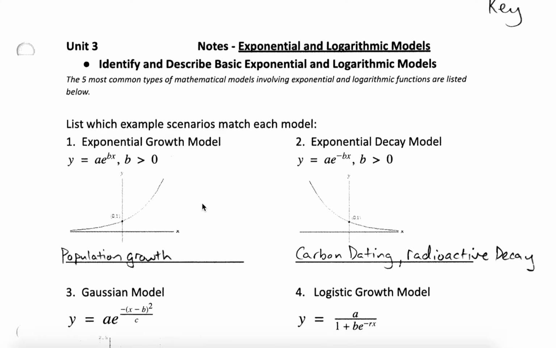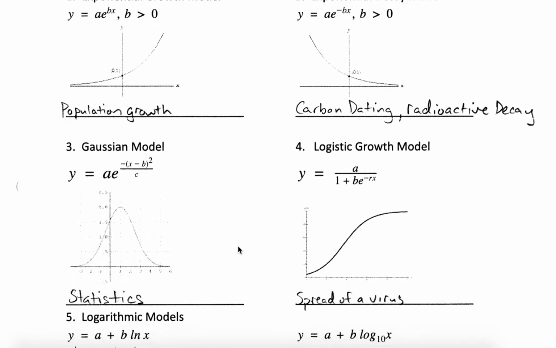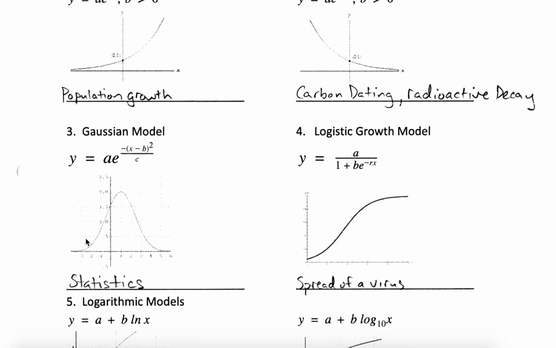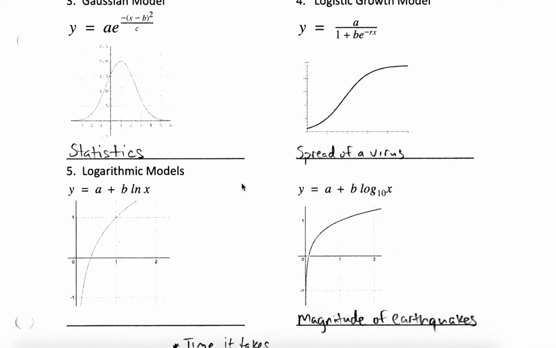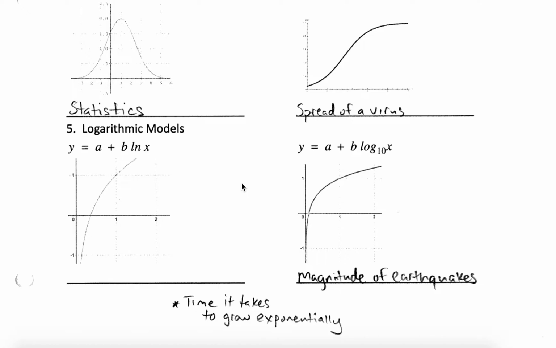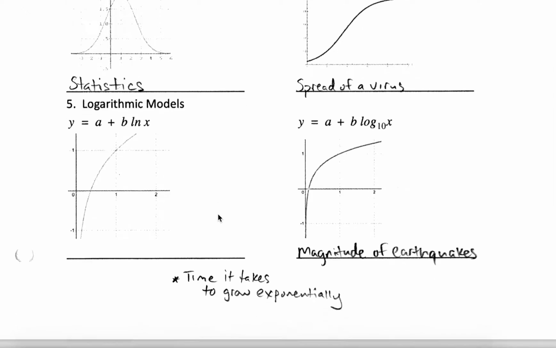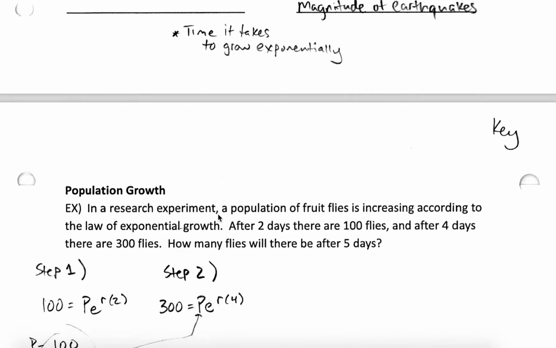And these first two are the standard exponential growth with its equation and exponential decay. Notice that negative exponent making it decay. We've got a Gaussian model used a lot for statistics, a logistic growth model, kind of a crazy little exponential graph there. And then we've got some log models. Typically we have a natural log or the common log, log base 10, or log base e. So we'll come back to that page as we are solving some applications.